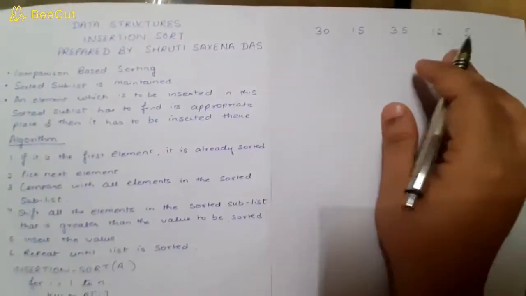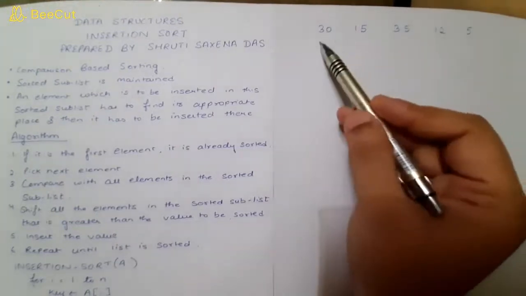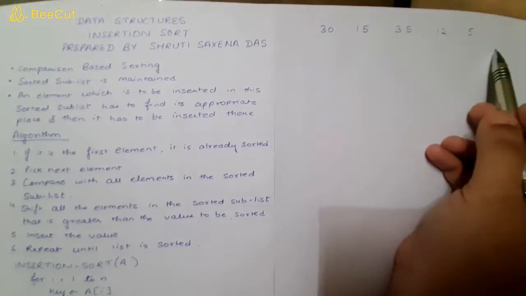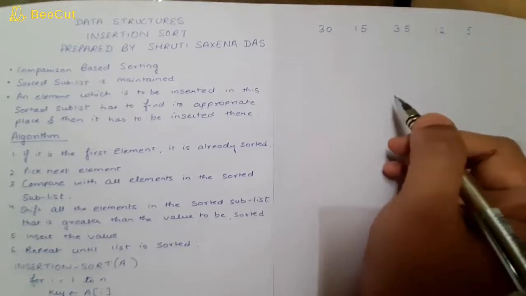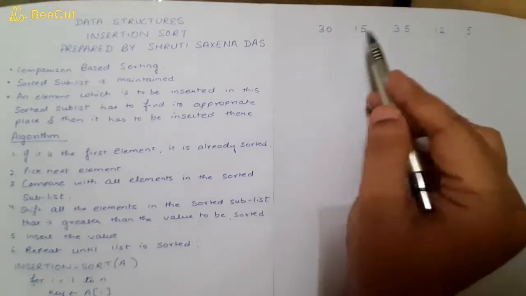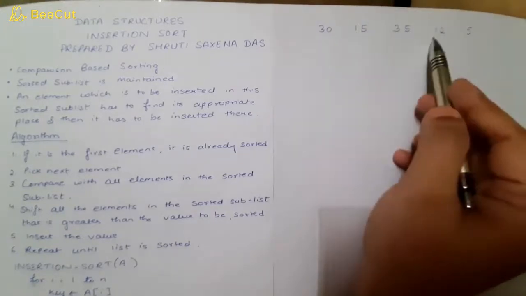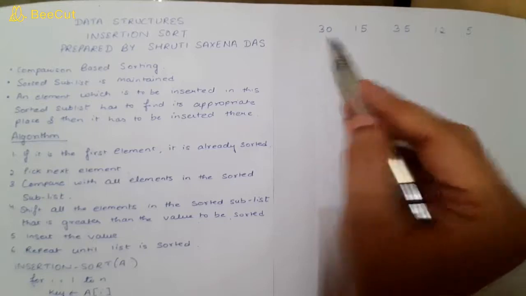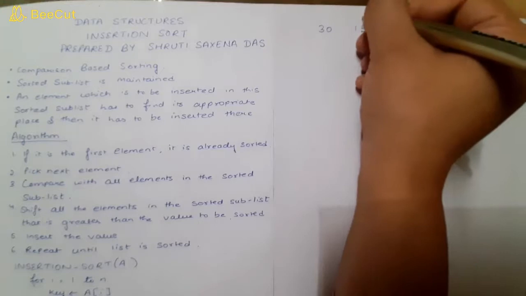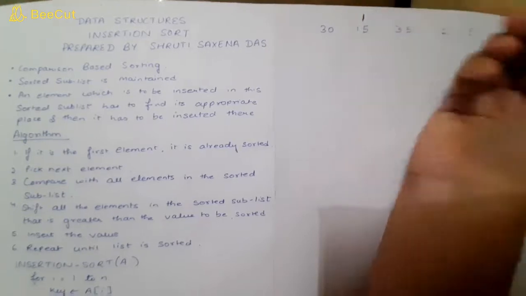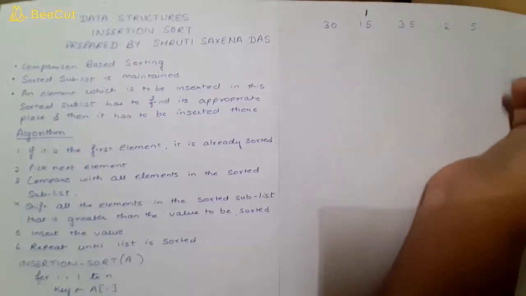Suppose these are the elements which we want to sort. These are the 5 elements: 30, 15, 35, 12 and 5. First, we need one loop which will run from 1 to n. As I said, we need to maintain two lists, sorted and unsorted. Initially sorted will be empty and unsorted contains all the elements. We'll start a loop i, starting from 1 and going till n-1.